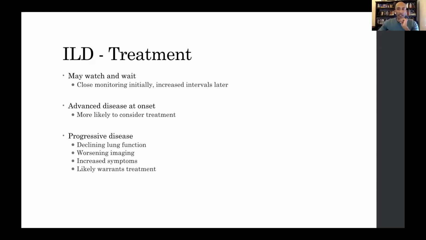So in terms of ILD treatment, the interesting thing about ILD is that certain types of ILD need to be treated regardless. Other types of ILD we can watch and wait. So with close monitoring, with a good relationship with your healthcare provider, we could just watch this. We could do pulmonary function testing periodically. We may have to do a CT scan every now and then.